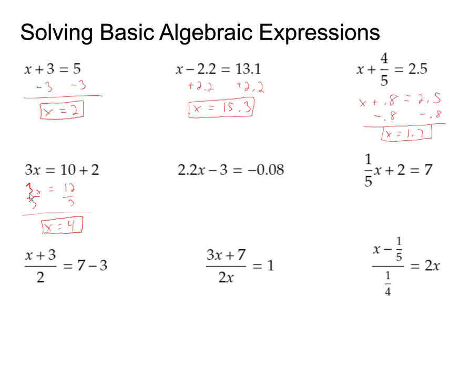2.2x minus 3 equals negative 0.08. Let's add 3 to both sides. That will leave us with 2.2x is equal to 2.92. Now we're going to divide both sides by 2.2, and that's going to leave us with x is equal to 1.327, with the 27 repeating.